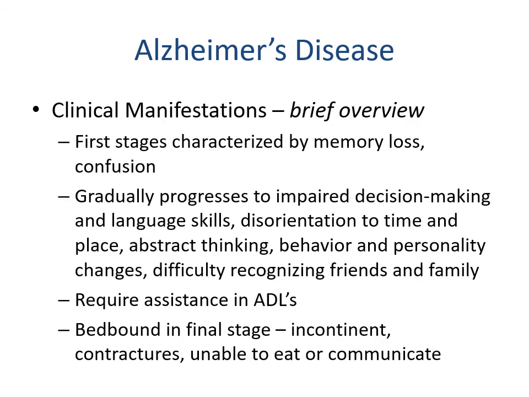So clinical manifestations, this is a very brief overview. Again, this is entire medical courses and specialties. The first stage is characterized by memory loss and confusion. This gradually progresses to impaired decision-making and language skills, disorientation to time and place, abstract thinking, behavior and personality changes, and difficulty recognizing friends and family. These patients will require assistance in their ADLs, so that's bathing, toileting, dressing, etc. And in the final stage, the patient is bedbound, incontinent with contractures, and unable to eat or communicate.